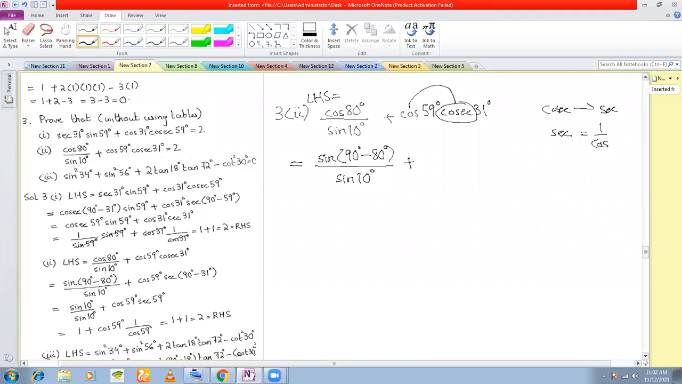Okay, or what you can do is you can change this to sine and keep cosec as it is. Okay, any one you can change. Okay, let us say I change this cosec. Cos 59 degree I write as it is, and this cosec I change to sec.